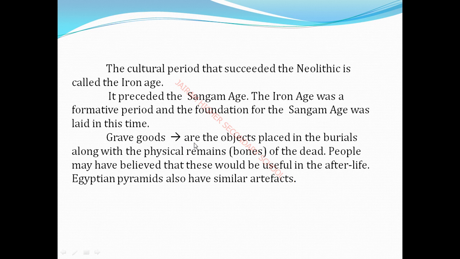The grave goods are the objects placed in the burial along with the physical remains, that is, the bones of the dead bodies or bones of animals. These are under the soil, such as bones, etc. The people may have believed that these would be useful in the afterlife. So it is said in the Iron Age.